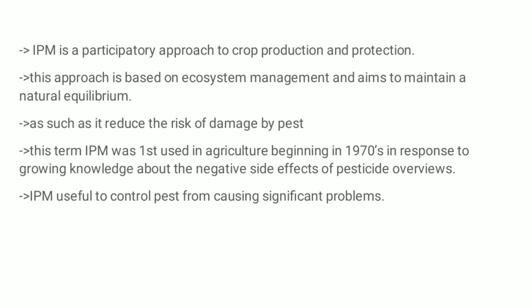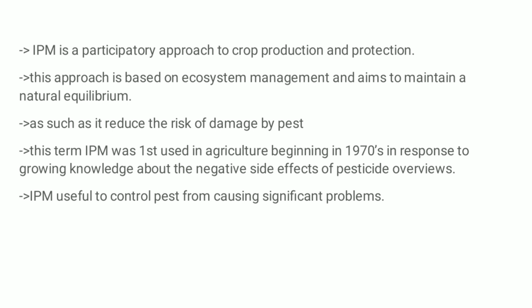IPM is a participatory approach to crop production and protection. This approach is based on ecosystem management and aims to maintain the natural equilibrium. As such, it reduces the risk of damage by pest. The term IPM was first used in agriculture beginning in the 1970s in response to growing knowledge about the negative side effects of pesticide overuse.